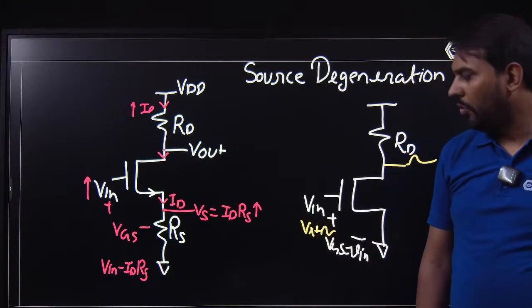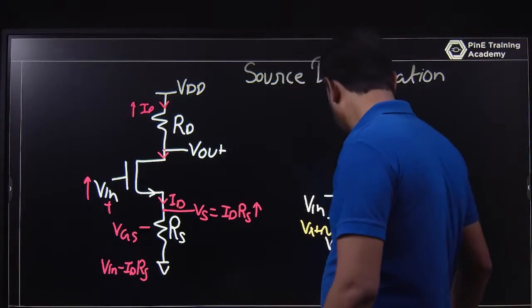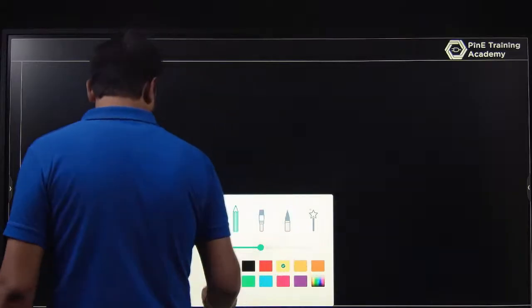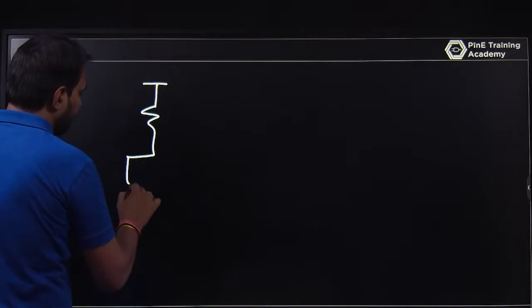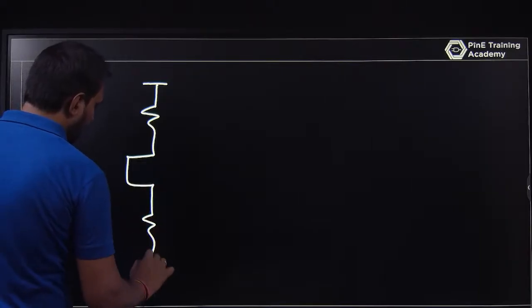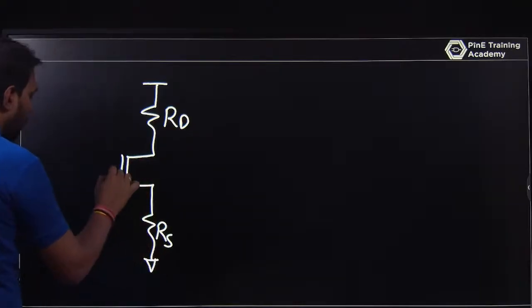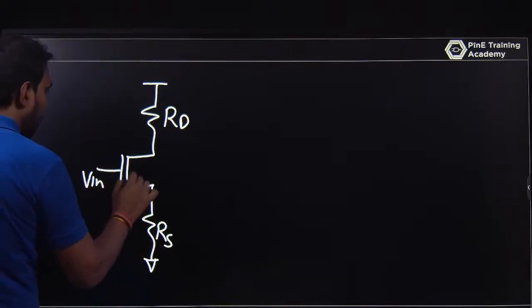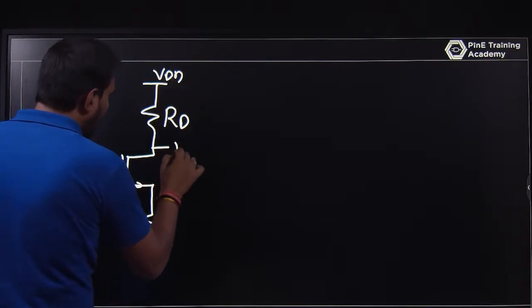Okay, so we will check everything. So this is the circuit. You have an RS, you have an RD, you have an input voltage, you have a VDD, and you have a V out.